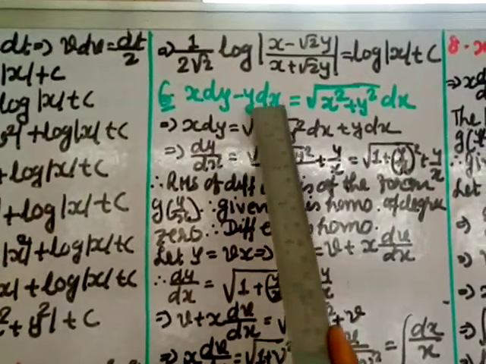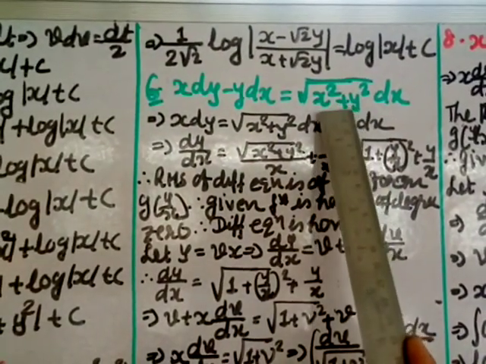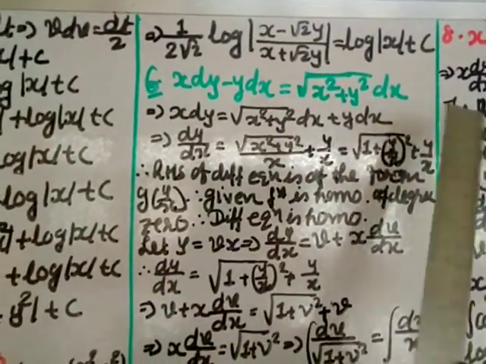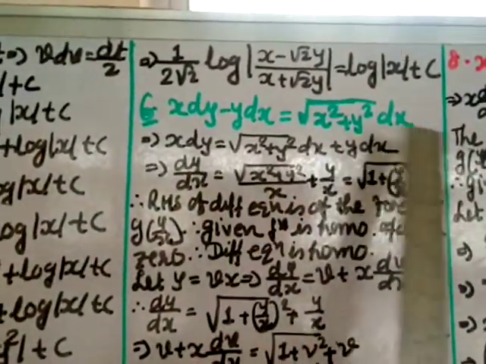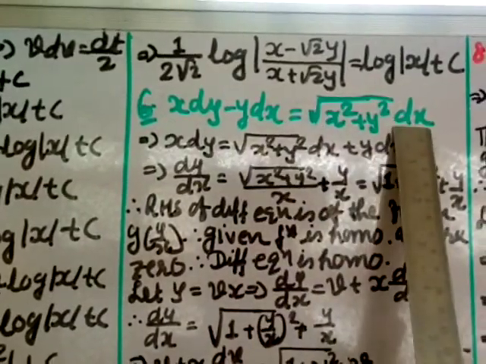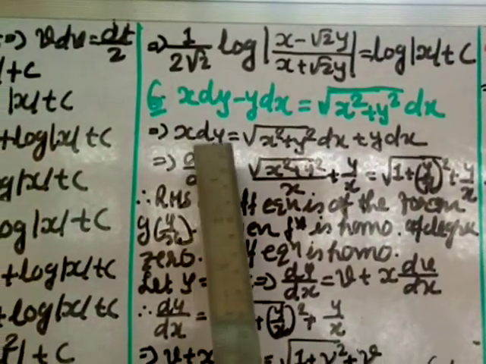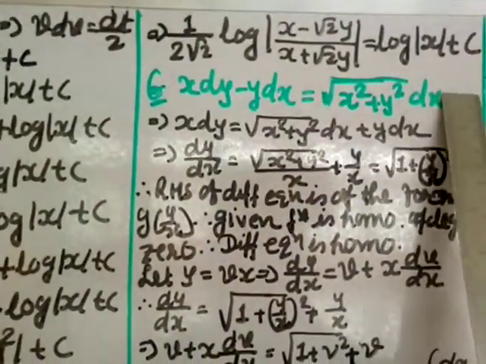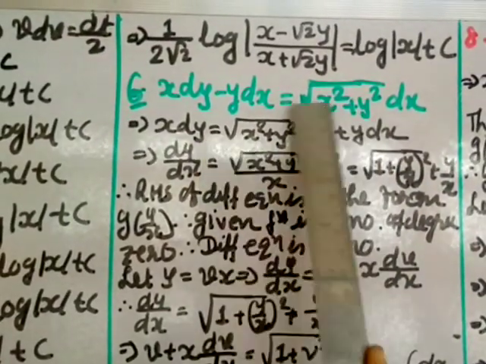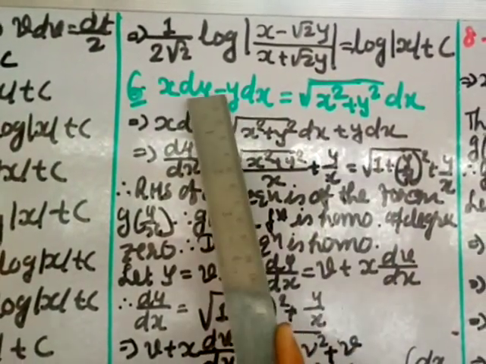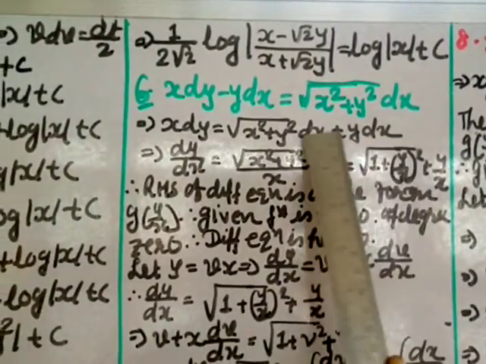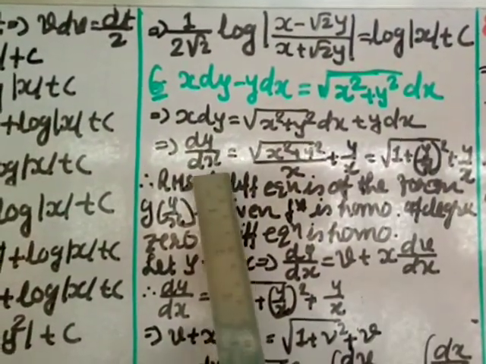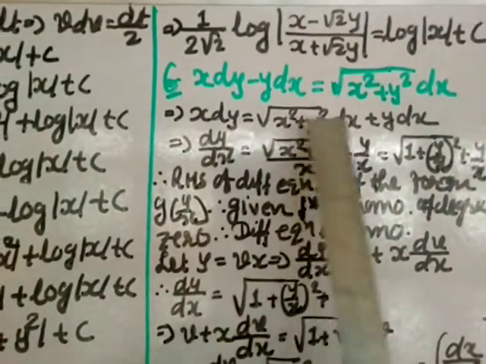Question number 6. x dy minus y dx equal to root x square plus y square dx. Okay, first you have to write it in the dy by dx form. So for that, see here it is separated. So this dx and this dx term I am taking together. So x dy as it is equal to this, I am transferring the x dx term here. So here square root of x square plus y square dx, plus this y, you transfer here, plus y dx. Take dx common and then that dx I am transferring here. So here remains dy by dx, and this x I am transferring here.